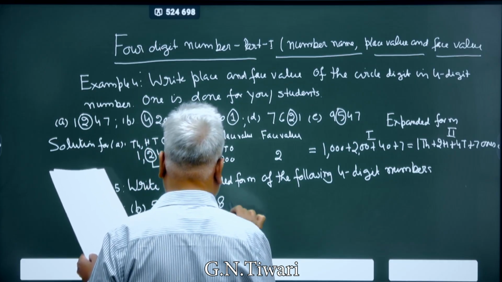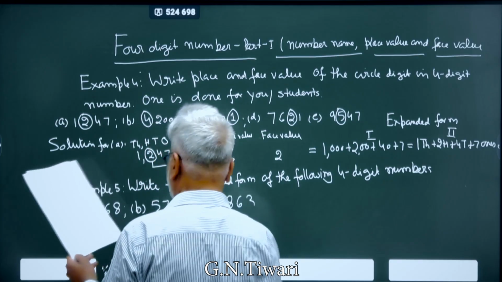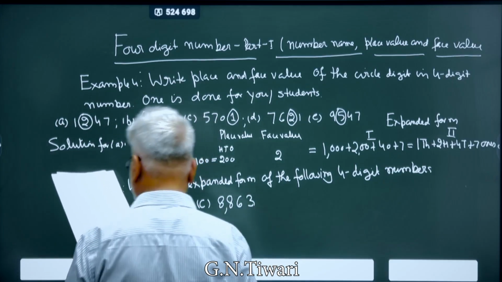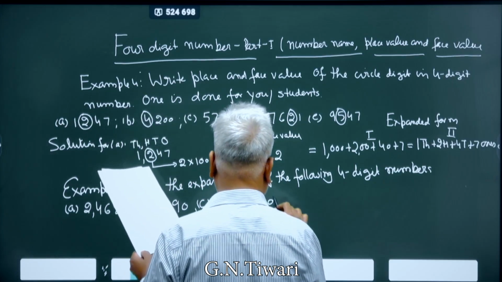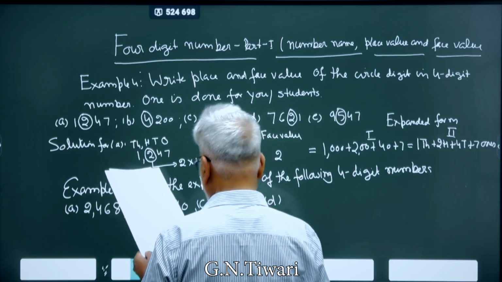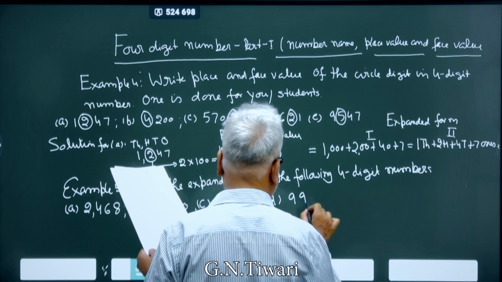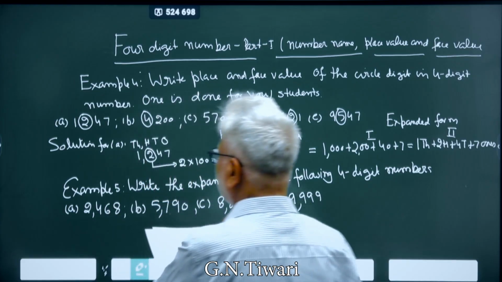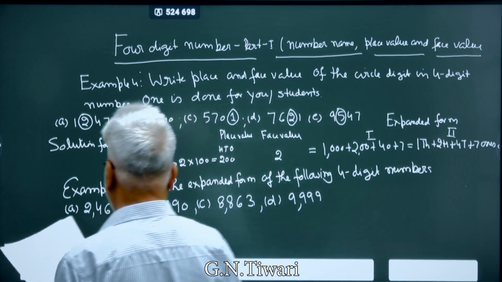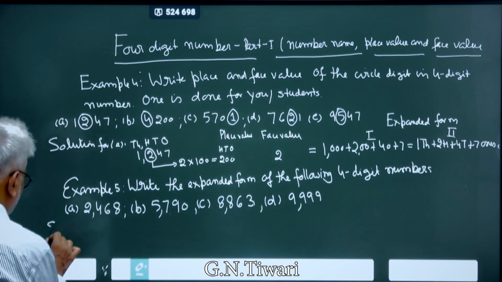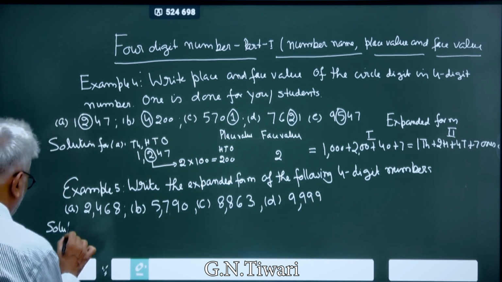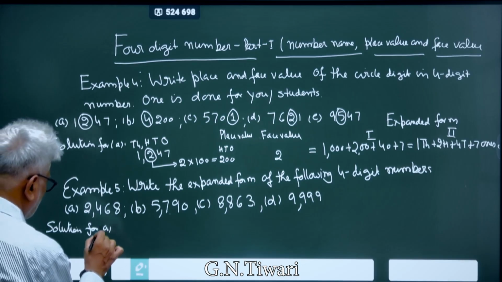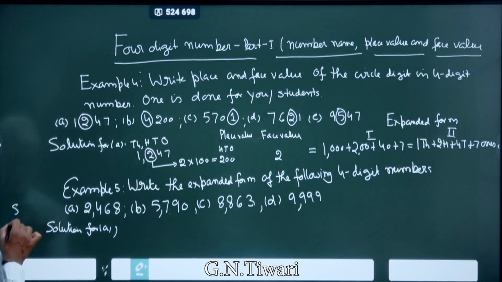C 8,863, and I'm saying that don't miss the comma after 3 digits. D 9,999. I will not go for that. I'll just solve one solution for A. And all this number is a short form.